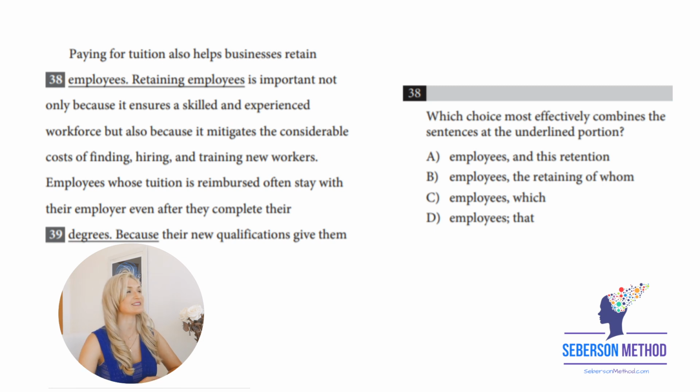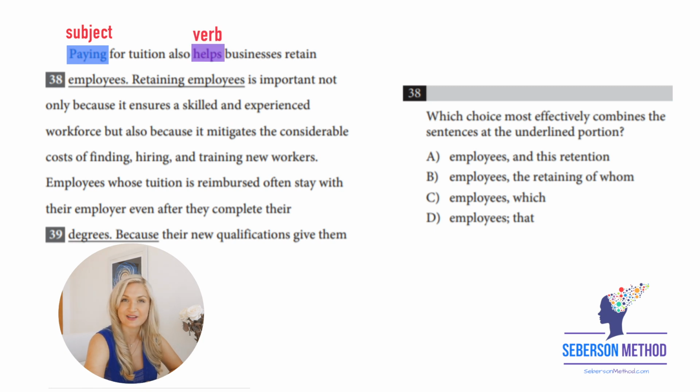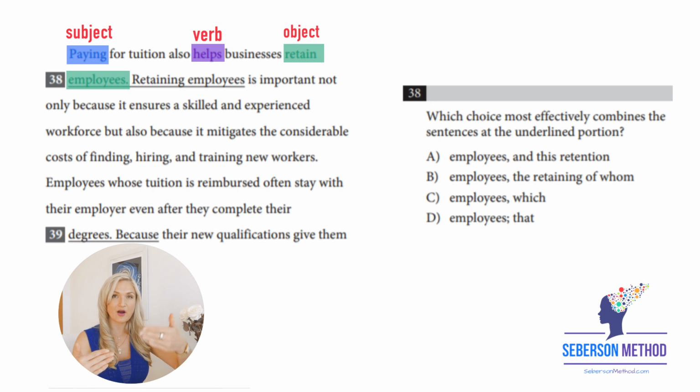What's the subject in that sentence? It's a very interesting subject. Paying is a gerund subject. Paying for tuition also helps. Helps is your verb. Paying helps businesses retain employees. Next sentence begins with retaining employees. Do you see how there's a redundancy? We just talked about how paying for tuition helps businesses retain employees. That's an object. And now the object of the first sentence becomes the subject of the second sentence. Overlap, redundancy. We want to eliminate that. How are we going to eliminate that?